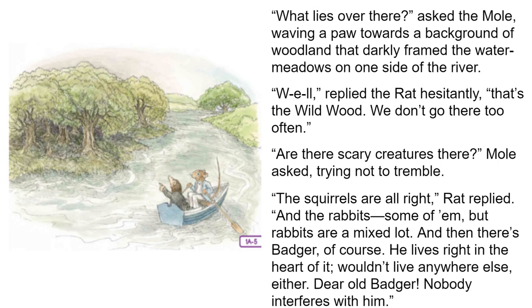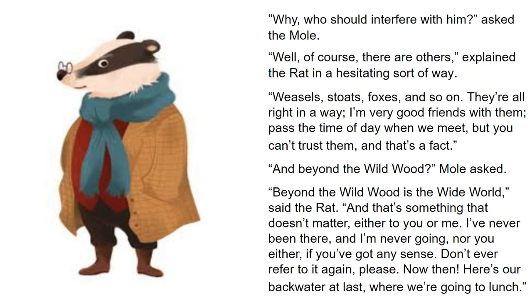"Are there scary creatures there?" Mole asked, trying not to tremble. "The squirrels are all right," Rat replied, "and the rabbits, some of 'em, but rabbits are a mixed lot. And then there's Badger, of course. He lives right in the heart of it. Wouldn't live anywhere else either. Dear old Badger, nobody interferes with him." "Why, who should interfere with him?" asked the mole. "Well, of course there are others," explained the rat in a hesitating sort of way.